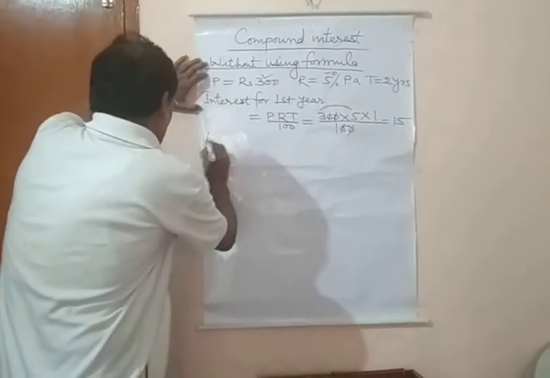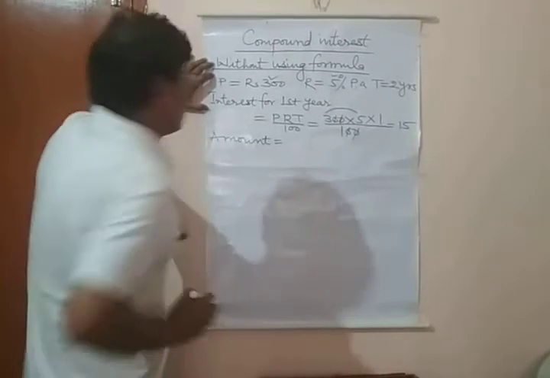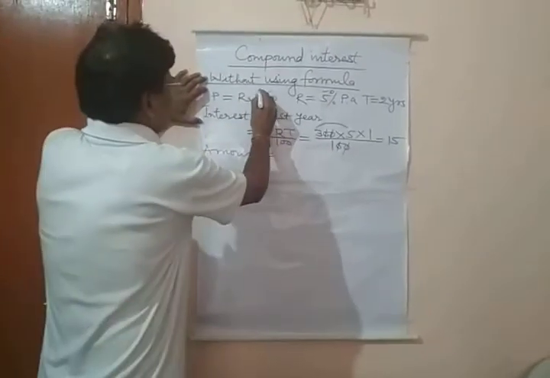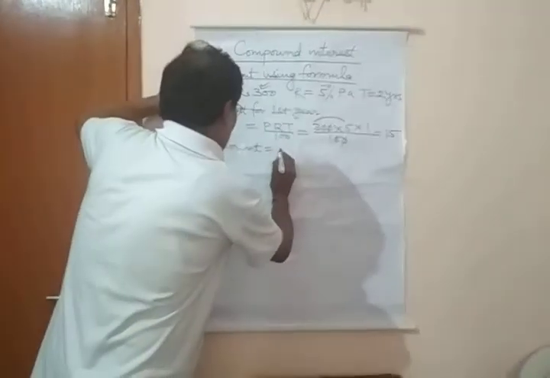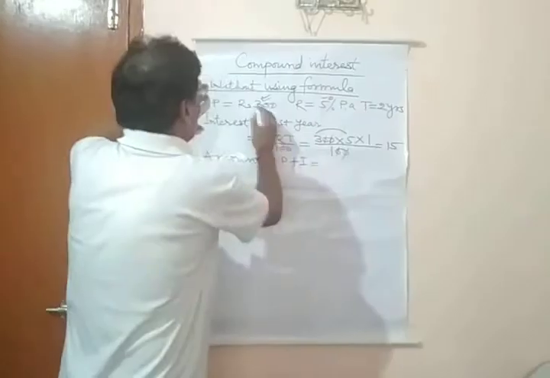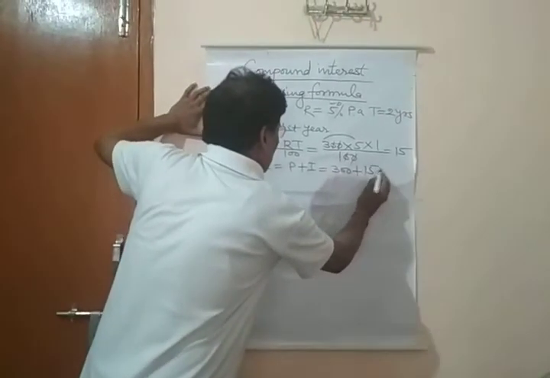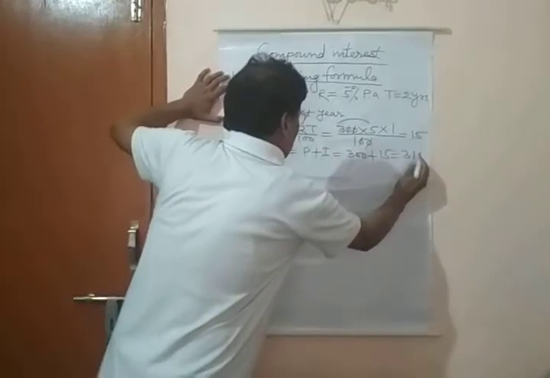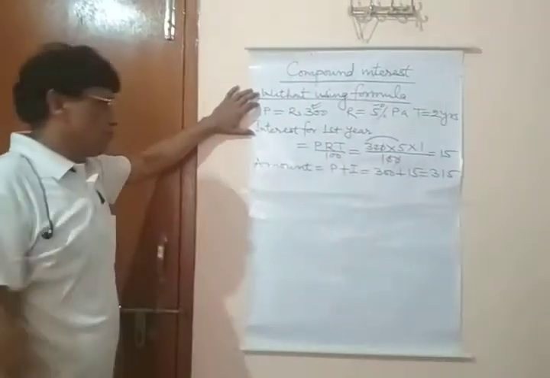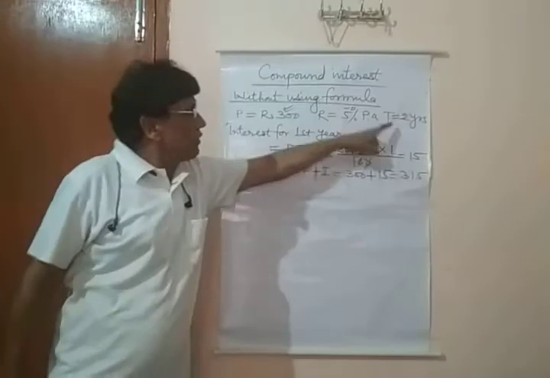Now you find out amount. Amount is equal to principal plus interest. Principal is 300, so 300 plus 15, that is 315 rupees. Now you have to find out compound interest for 2 years.